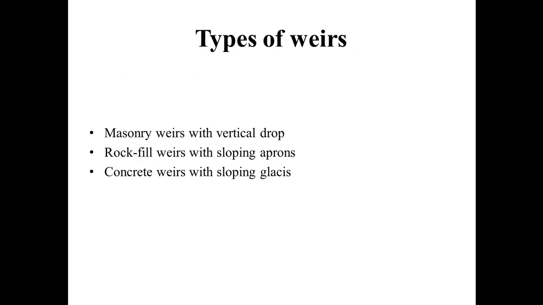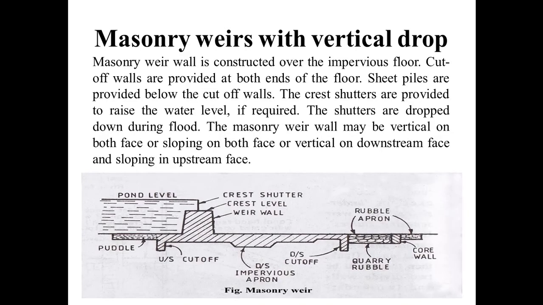Some other types of weirs are masonry weirs with vertical drop, rockfill weirs with sloping aprons, and concrete weirs with sloping glacis. Masonry weirs with vertical drops: a masonry weir wall is constructed over the impervious floor. Cut-off walls are provided at both ends of the floor. Sheet piles are provided below the cut-off walls.